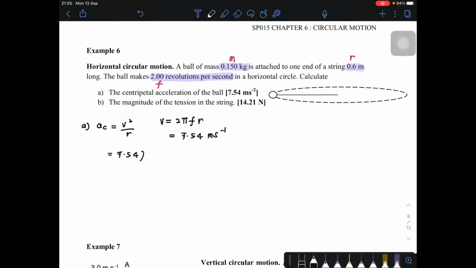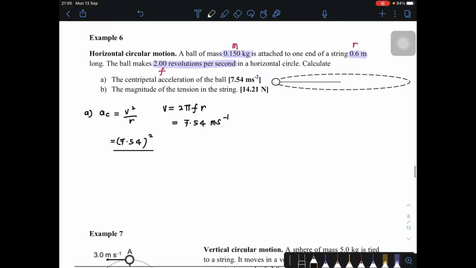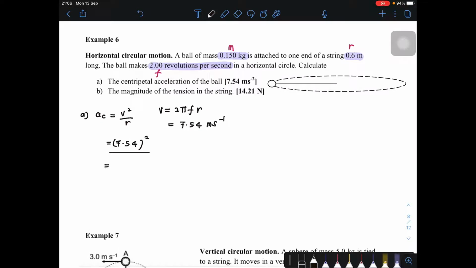So this one Miss tidak perlu ulang panjang lagi. Benda yang sama dekat example 4. So kamu boleh rujuk balik video example 4. Okay, divided by 0.6, which is sama dengan 94.75 meter per second. Okay, so now kita akan fokus kepada soalan B, which is the magnitude of the tension.